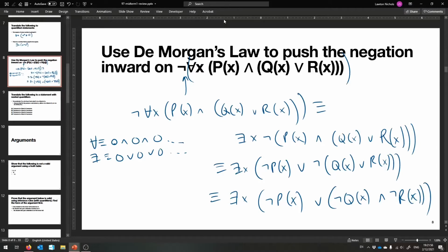Okay? So, hopefully that's making some sense. That is as far as you can push these. They're right next to the predicates now, and hopefully I didn't make any silly mistakes. Sorry if I did, but I think you get the general idea of what this should be. This is what I hope the answer is, but if I made a silly mistake, I'm sure you saw it. Okay, so that is De Morgan's law for many things.